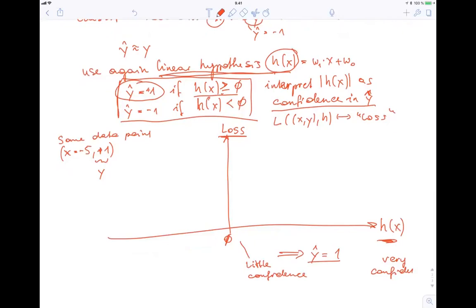And here on the other hand, it's symmetric. So here we are very confident if it goes towards minus infinity. We are very confident that y hat should be minus one. Please ask questions here. So this is now very important for large parts of the course. Ask any questions. So here, the more we get to the left, the more confident we are in y hat equal minus one, because we threshold it at zero. And if h of x is smaller than zero, we see y hat is minus one. But if it's very close to zero, we have little confidence.